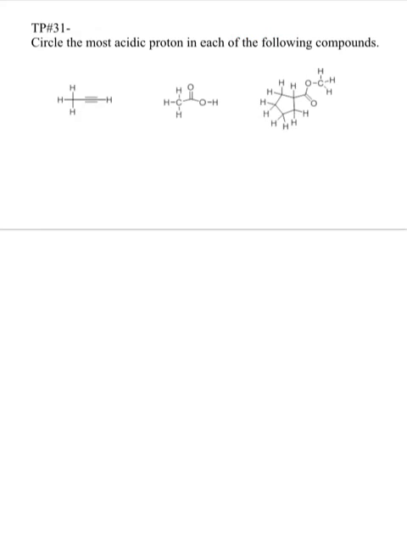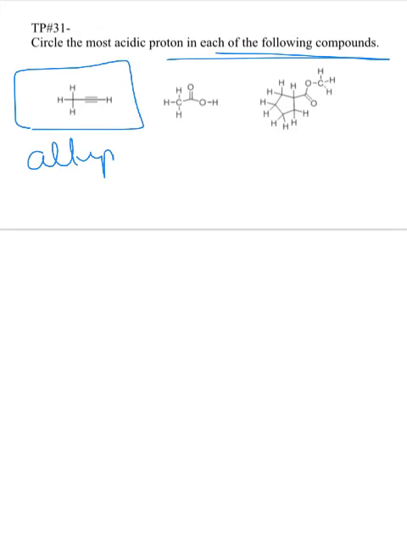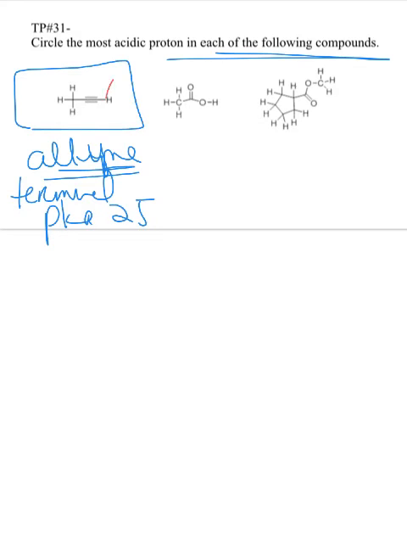Okay, circle the most acidic proton in each of the following compounds. Recognizing acidic protons is important. So you've got to know, what do you have here? This is an alkyne. So terminal alkynes have a pKa of 25. Which proton is it? It's that proton right there.